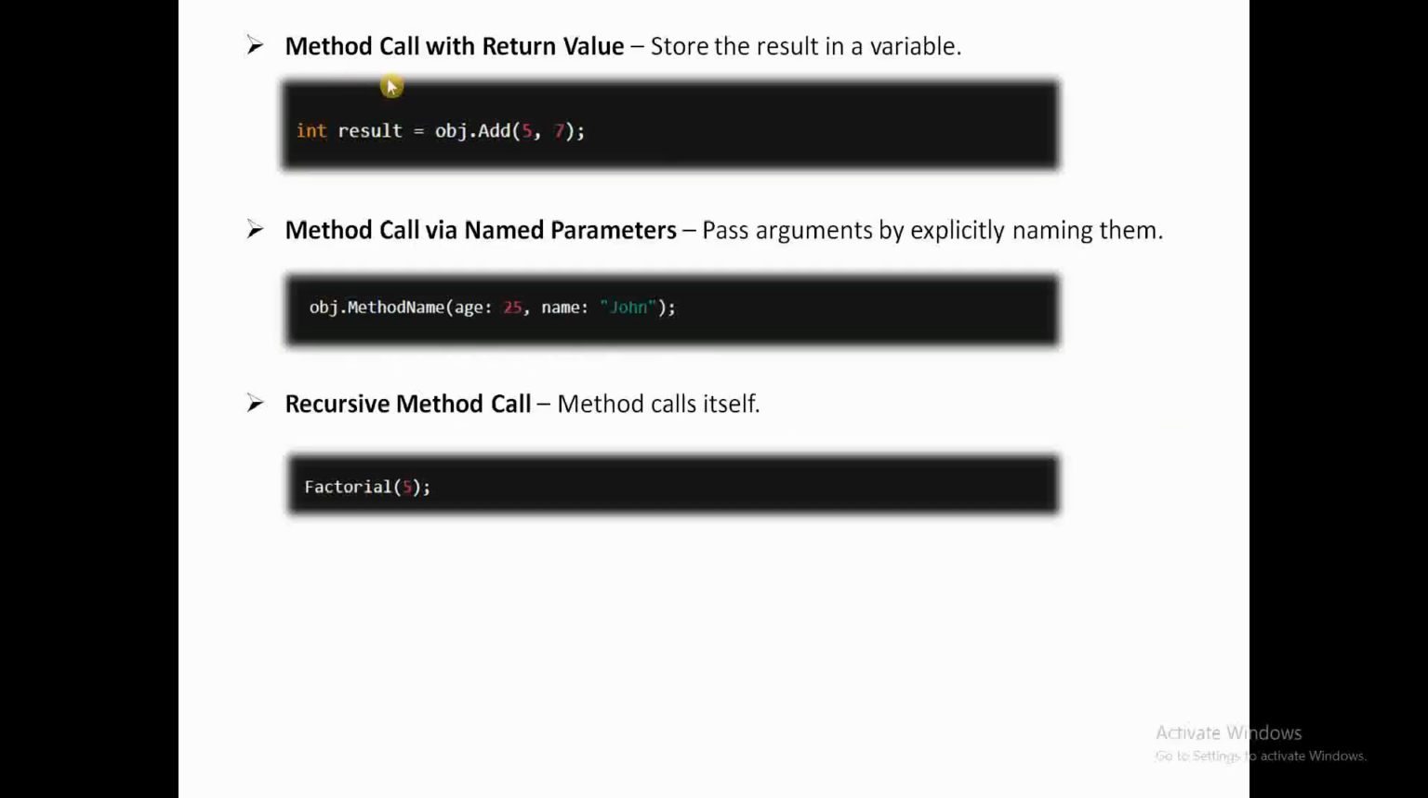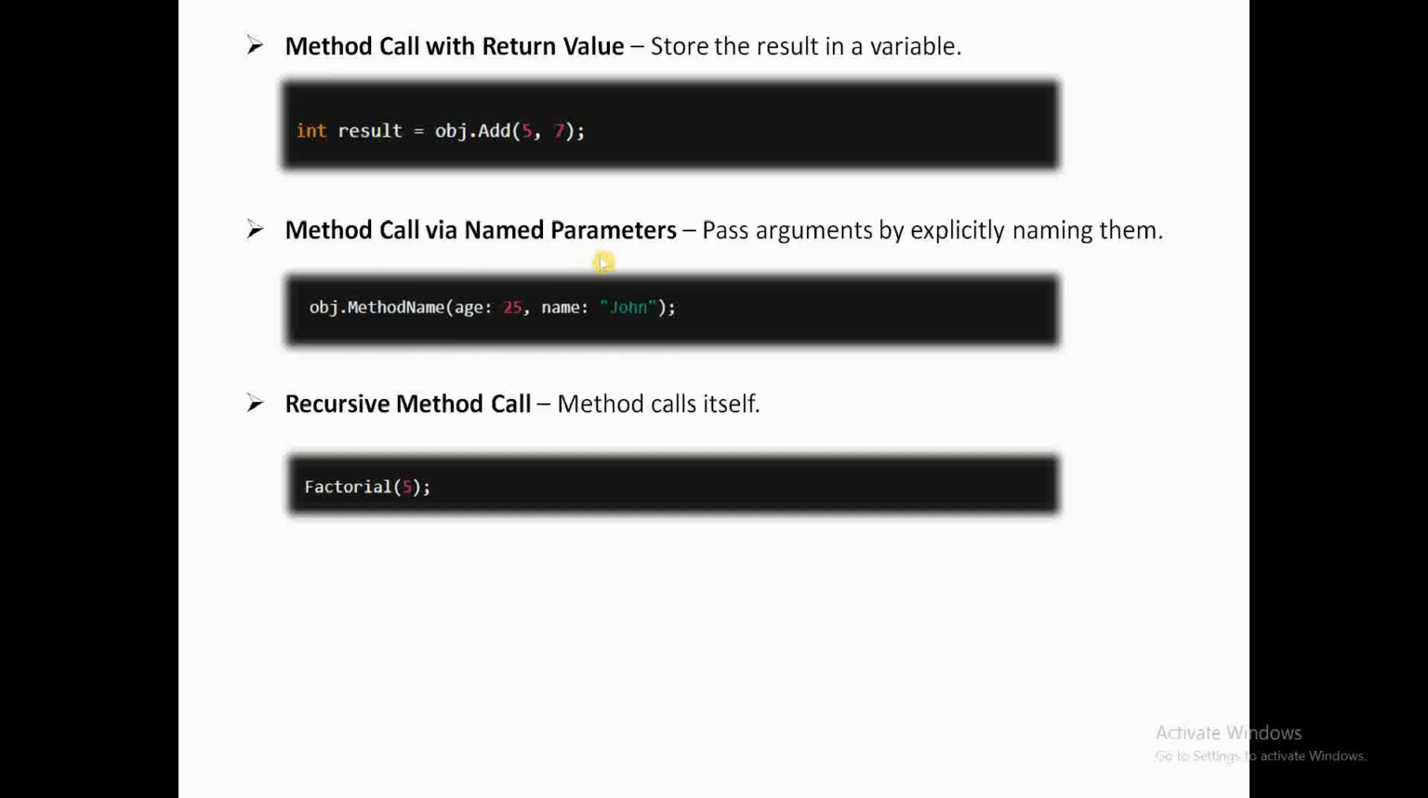Next type we have is a method call with the return values. Store the result in a variable. Suppose if we want to return some values through that particular method where we are calling, then we can do this way. First we have to receive these values into an integer. If it is integer returning, then we can assign it as an integer value, otherwise we can assign it as a string value if we are returning a string value. So this is the method call with return value.